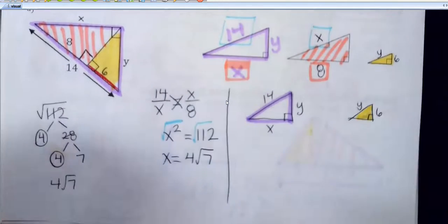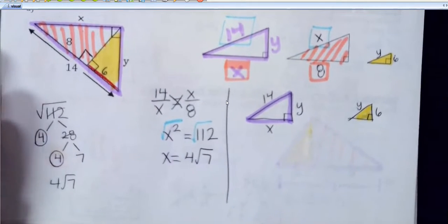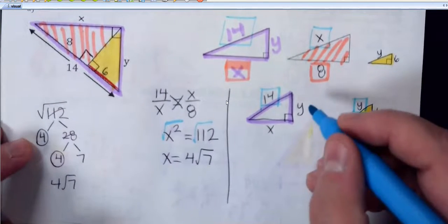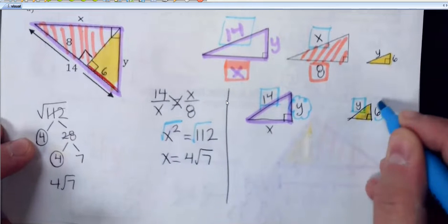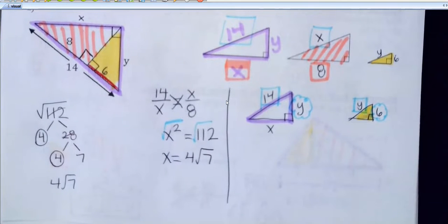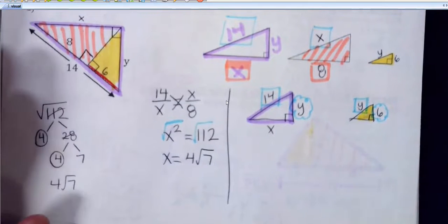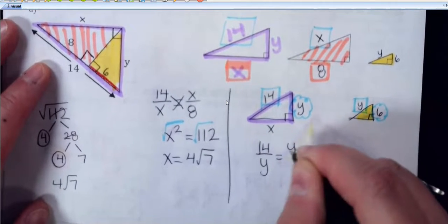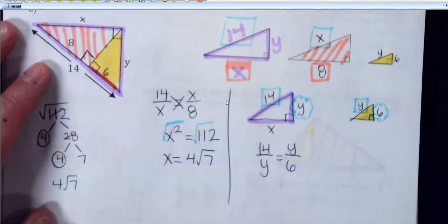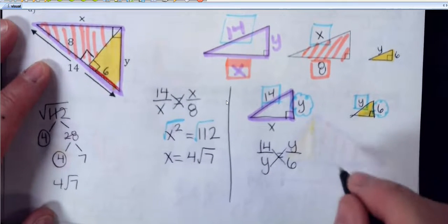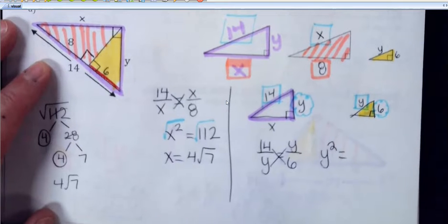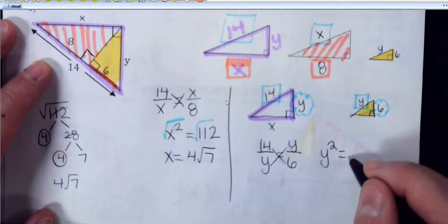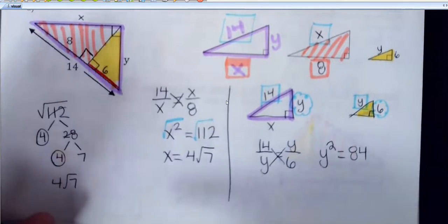All right, now, do you guys see where I've got 14 here? That corresponds to the y. And then I've got y here. That corresponds to the 6. So I have the hypotenuse in each and then the short leg in each. And I could use that to set up my proportion. So I'm going to do 14 over y equals y over 6. And again, you'll get this on some of the questions today. So y times y is going to give you y squared. 14 times 6 is 84. All right, and then we do have to take a square root.